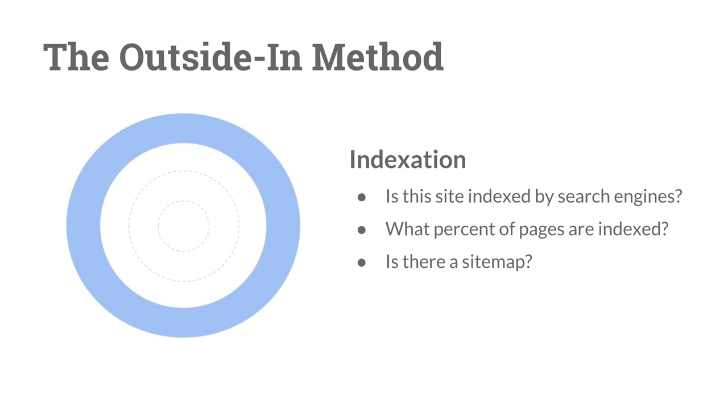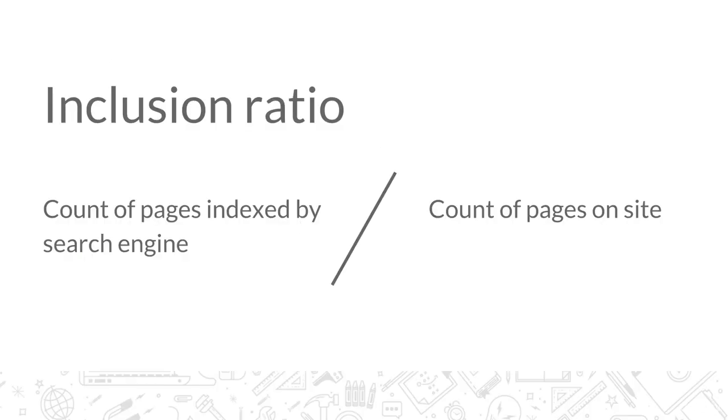I'll also show you a way to look at this comparison between the count of pages that are actually on the site versus the count of pages that are actually indexed. Now we call this the inclusion ratio. So what is the count of pages that have been indexed divided by the count of total pages on the site? That would give you your inclusion ratio. So that would be a decimal. And so let's talk about this side over here, the count of pages indexed by the search engine.